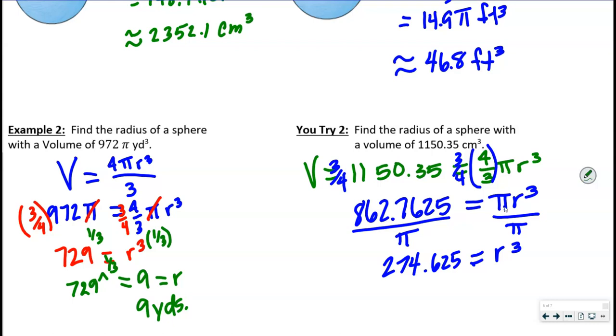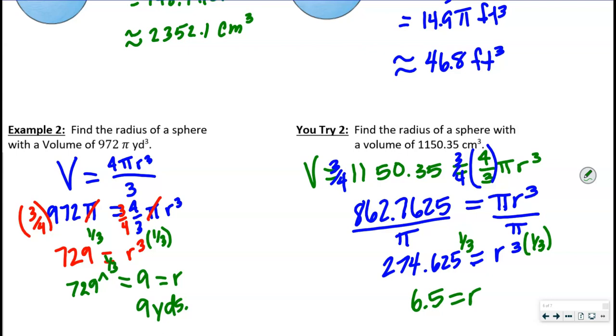How do I get rid of that third power? I take it to the 1/3 power, right? So we're going to take this to the 1/3 power. Okay. So we're going to take that number that's in our calculator, again, do the caret symbol, take it to the 1/3 power, 1 divided by 3. And when I did that, I got 6.5 is equal to r. It was 6.5000006. Yeah, y'all got me?